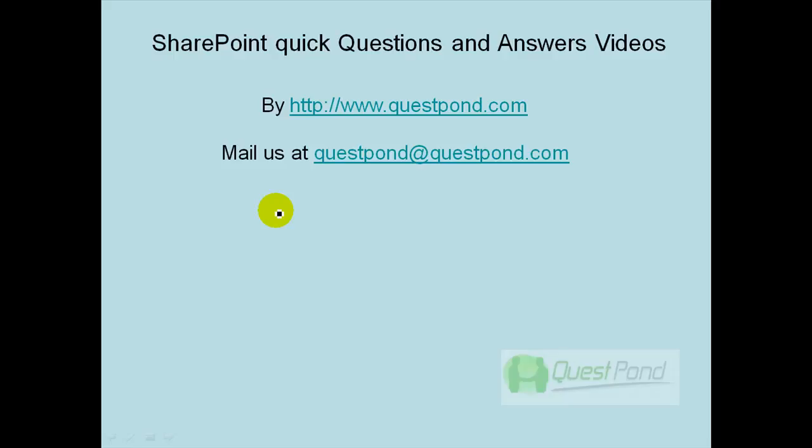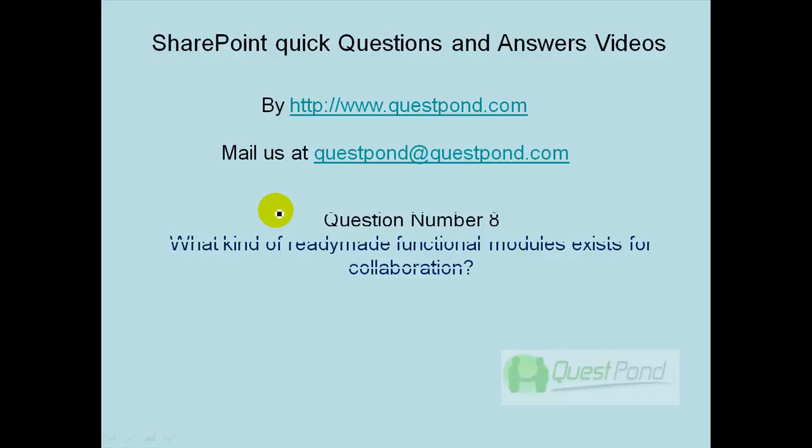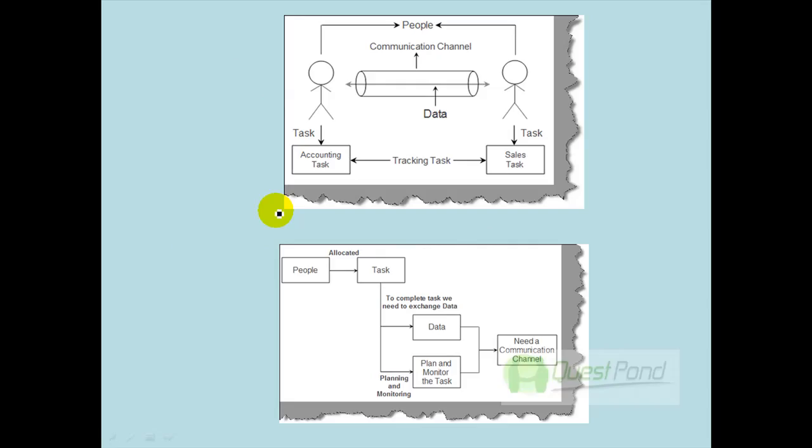So let's continue with our SharePoint quick questions and answers video series, and it's question number 8. What kind of ready-made functional modules exist for collaboration? Before we try to answer this question, we'll first talk about collaboration. When we talk about collaboration, what kind of entities exist in collaboration? Let's first discuss that.